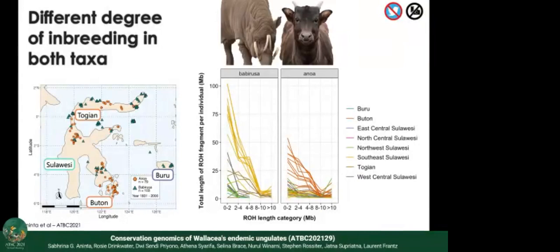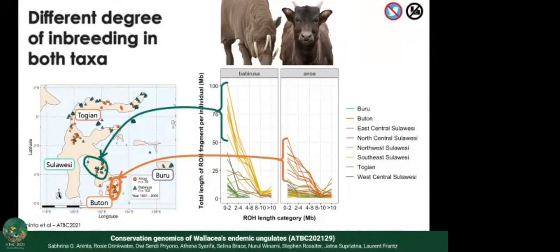You can see here that the most inbred individuals in Babirusa and Anoa are not the same in different regions. Most of the short fragments are abundant in the southeast Babirusa, while the most inbred Anoa are from Buton. Note that the smaller island of Togian has a different ROH profile with Anoa from the smaller island, and in the southeast Sulawesi Peninsula, the Anoa is less inbred than the Babirusa, indicating that these two taxa are experiencing different demographic pressure.